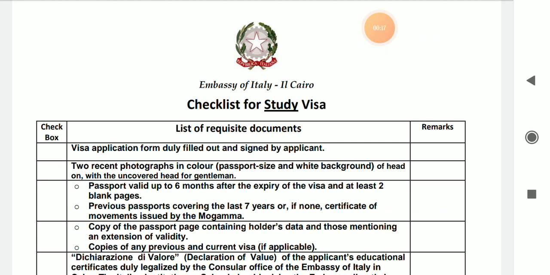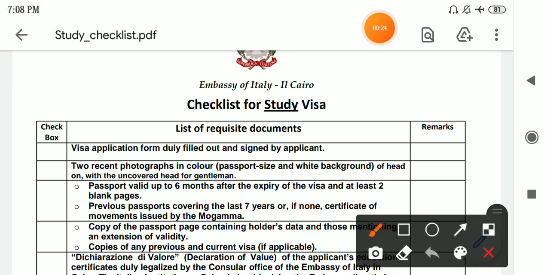Okay, so the very first thing is the visa application form. It should be duly filled. There are two options for filling your visa application form. You can fill it in offline mode, and you can also fill it in online mode and then take a printout of it and submit it to the embassy.